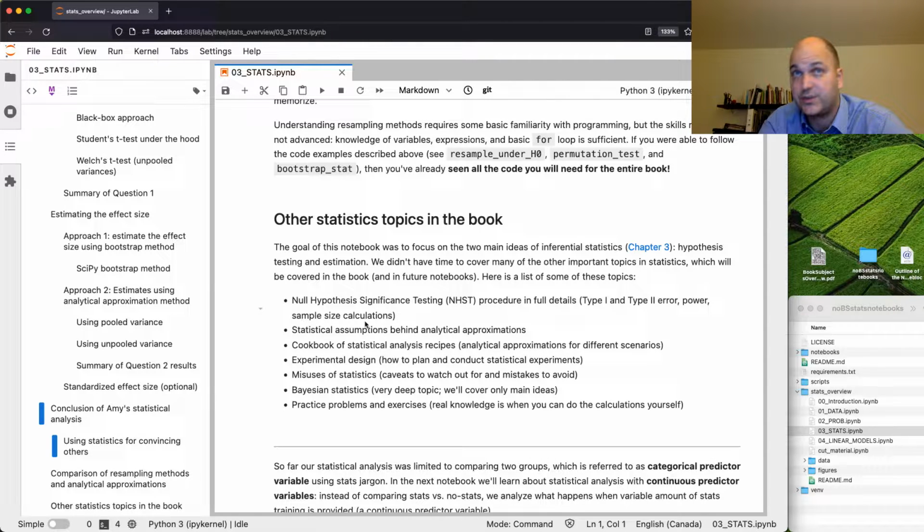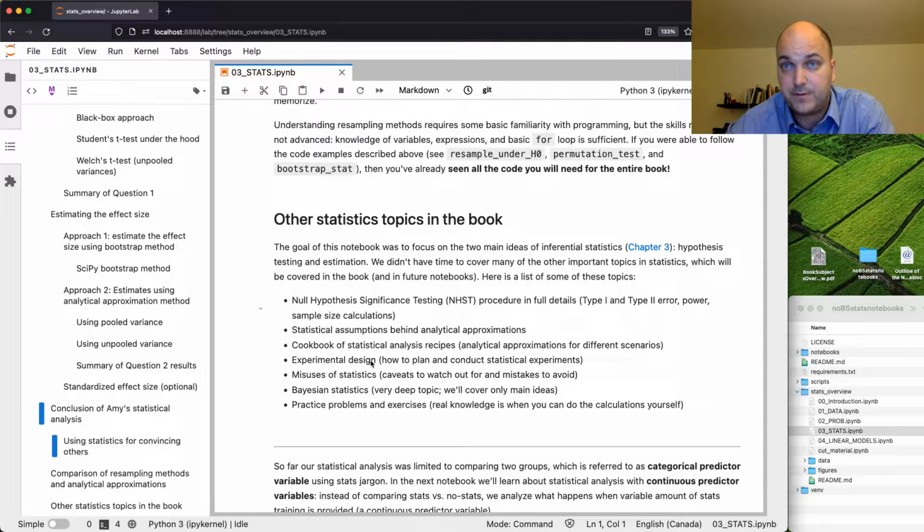More analytical approximation: this whole example was comparing the difference between two means in two independent groups. There are a bunch of other scenarios. What if it's repeated measures? What if it's one group compared to a theory? There are more formulas to learn.